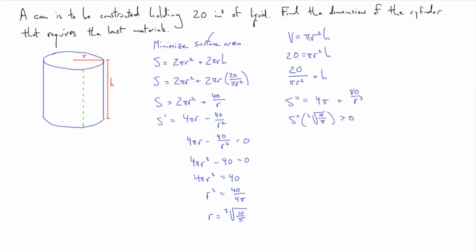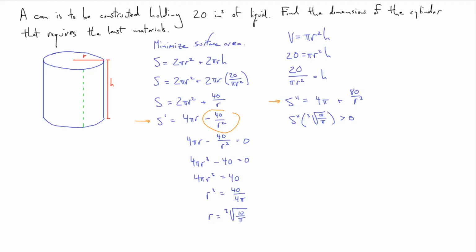We should, of course, verify that our critical point is in fact a relative minimum. Probably the easiest way is the second derivative test. Take the derivative right here and take its derivative, which is easier if you rewrite the 40 over r squared as 40r to the negative 2. And then you get this expression here for the second derivative and plug any positive number into that expression.